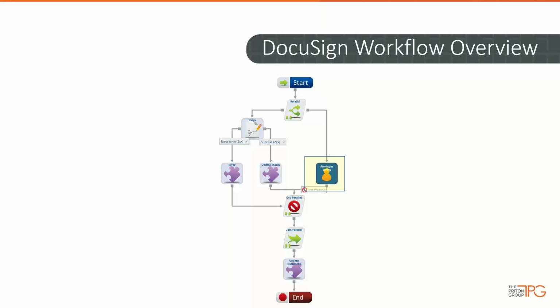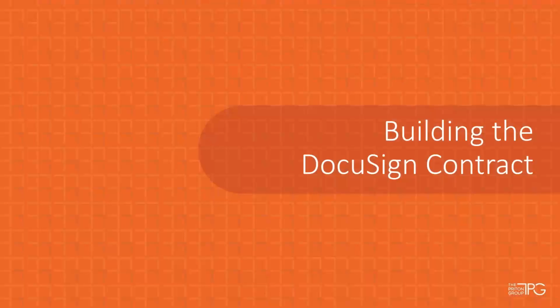Finally, once the document is signed, the workflow will automatically pull the signed document back into FileBound. And then we just do any additional updates that we need to do to the document or file notes and the index fields before exiting the workflow. So now we'll move over to the DocuSign side of the fence, where we'll look at building that contract template.